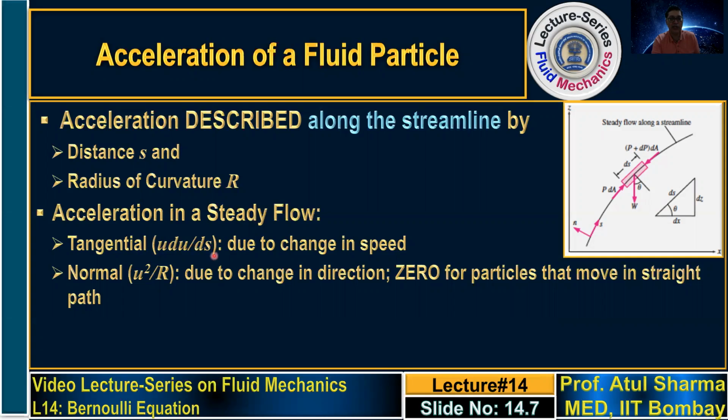So this tangential acceleration is due to the change in the speed of a fluid particle when it is moving on a streamline. Note that on a streamline, the fluid particle moves tangentially and it cannot cross the streamline. So if its velocity is changing, then due to the change in the speed, you have a tangential acceleration, given here as u du by ds. But along with it, since there is a change in the direction, there is a change in the curvature of the streamline, and this leads to another acceleration, the normal acceleration u square by r. This is 0 for particles that move in a straight path.